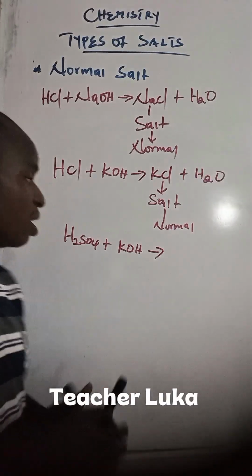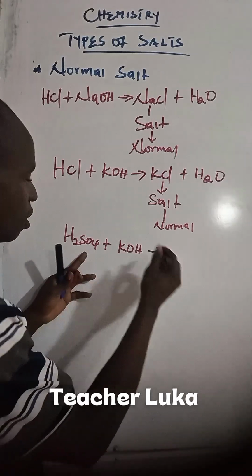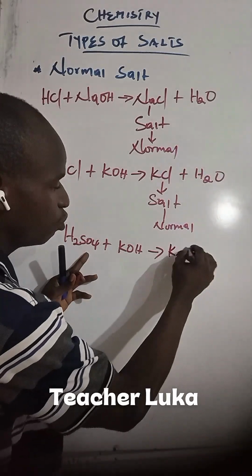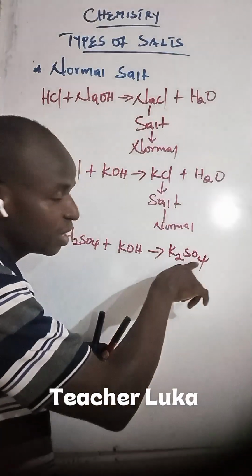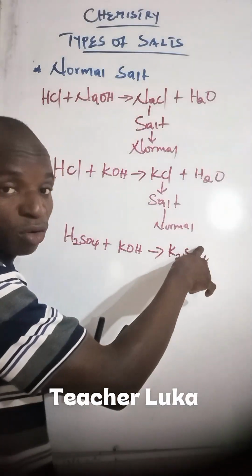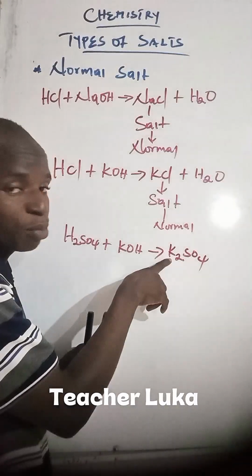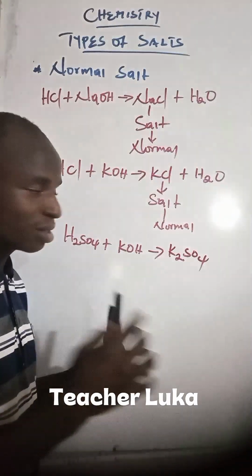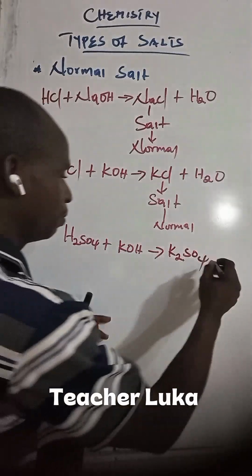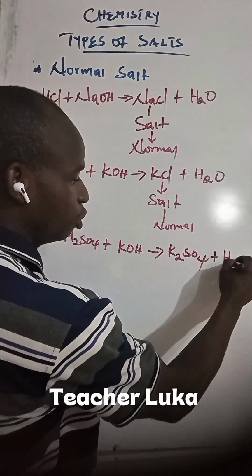Are you following? Now in this case, we have K2SO4. How is it K2? Because this sulfate ion has a charge of -2. So for us to balance the potassium, we need two potassium atoms. Do you understand? So we have this now plus H2O.